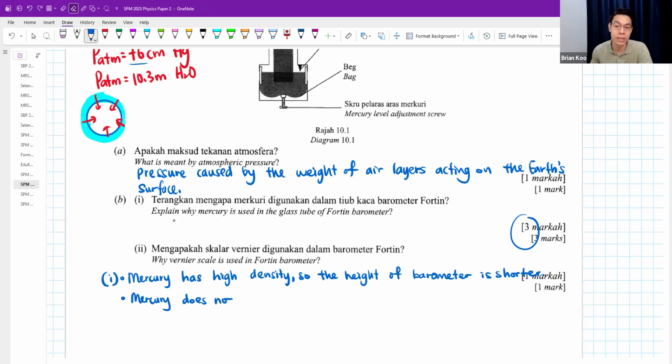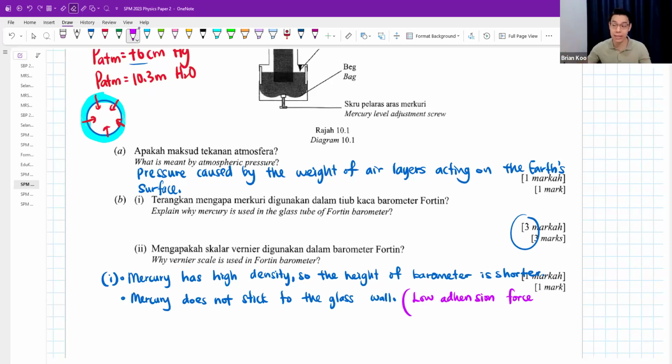Just like for a thermometer also, we do not want it to stick to the glass wall. Because if it sticks to the glass wall, then the mercury level is very hard to move because it's very sticky to the wall. You can also say it does not stick to the glass wall because it has low adhesion force.